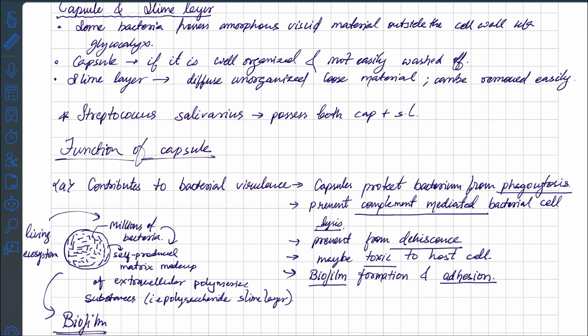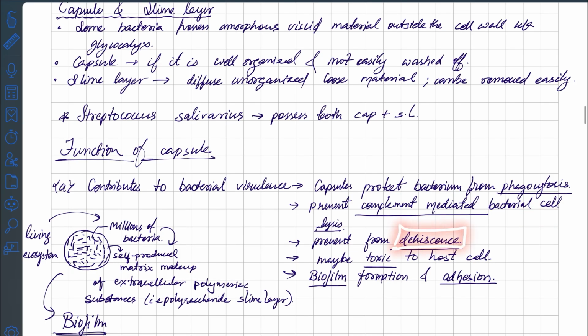We can say the capsule protects the bacteria from phagocytosis. It prevents complement mediated bacterial cell lysis in the host. It prevents desiccation, that is drying out, dehydration. It may be toxic to the host cell, and it also helps in biofilm formation and adhesion. So this was the first. Under the heading of bacterial virulence, the capsule protects the bacteria from phagocytosis, prevents desiccation, may be toxic to the host, and helps in biofilm formation and adhesion.